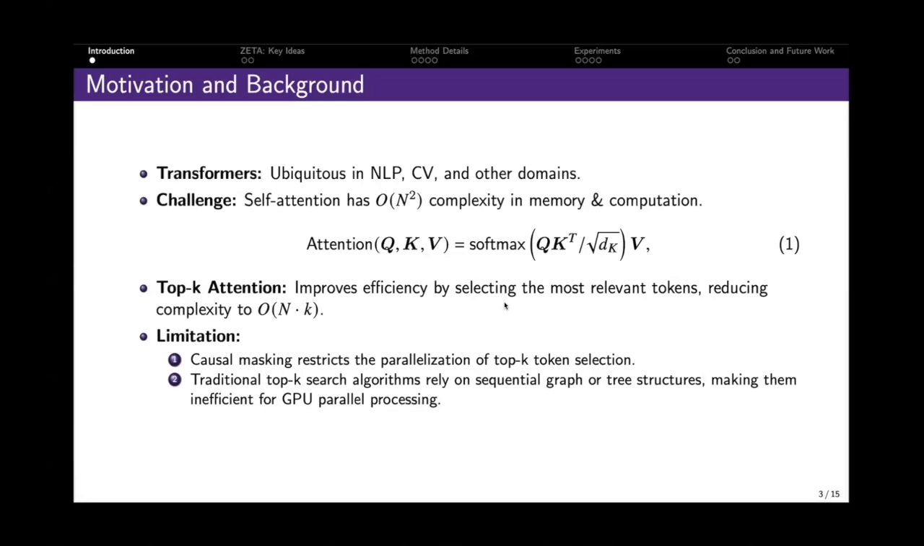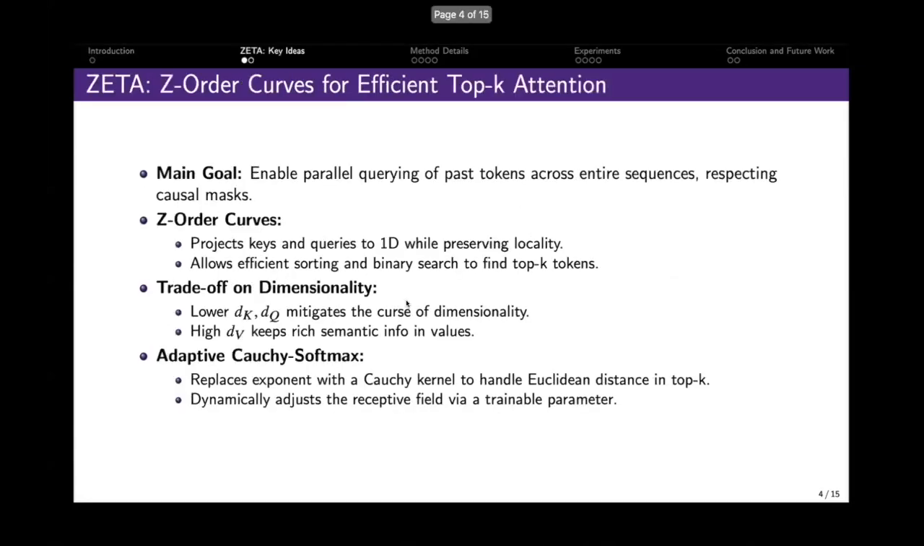But at the same time, there are some issues with causal masking. Another problem is that conducting the search in a high dimensional space is very inefficient right now. So we need to find better ways to do it.